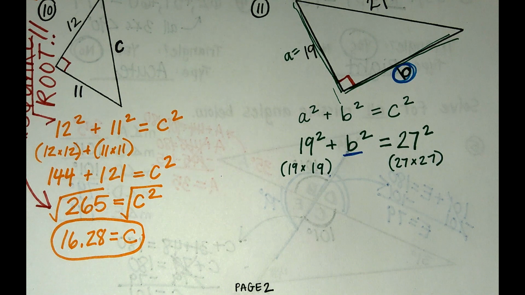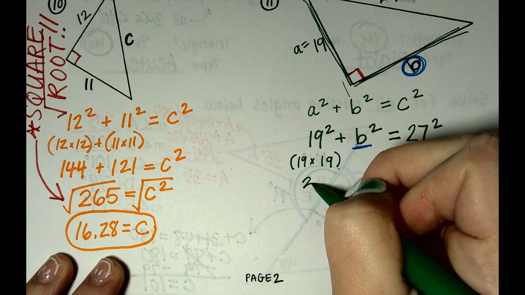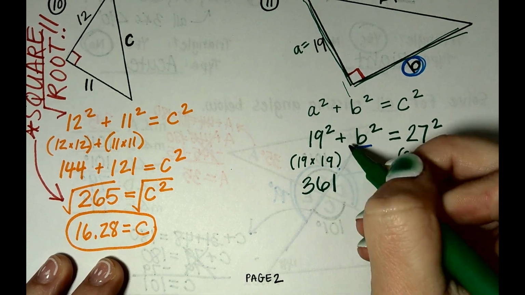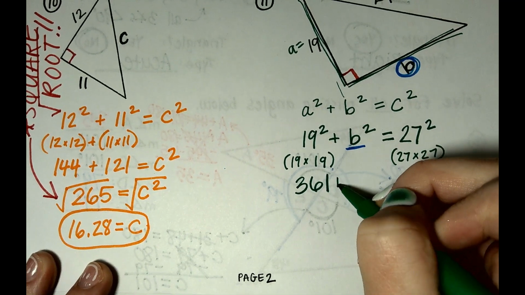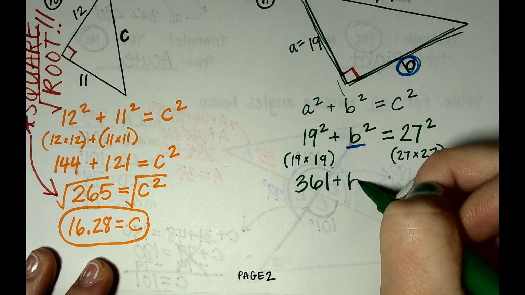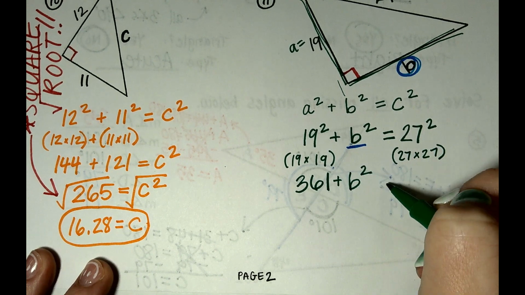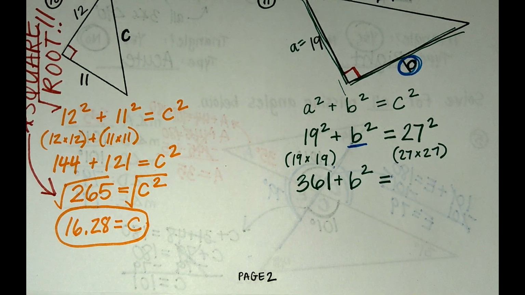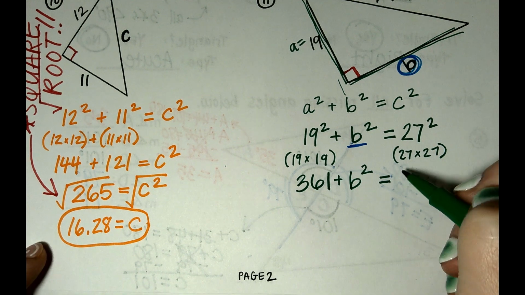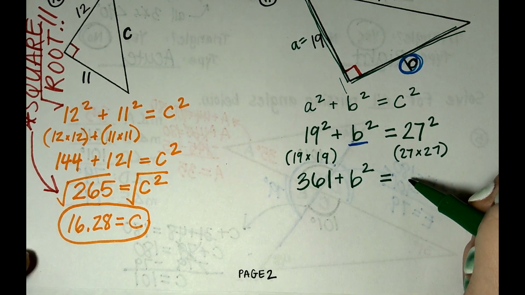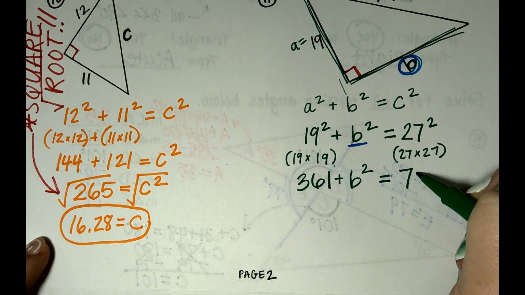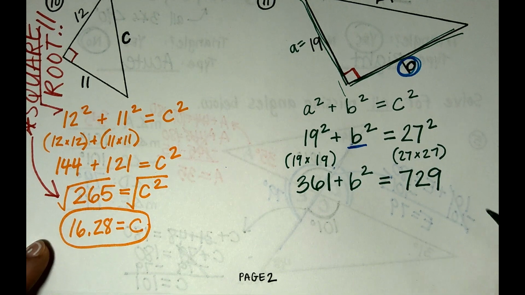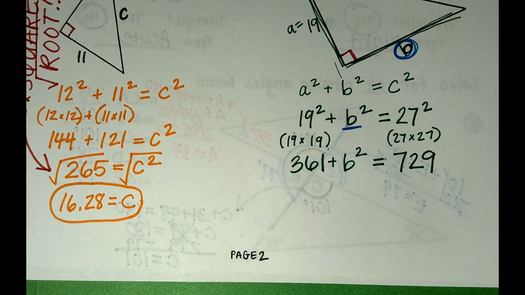Okay, 19 squared. 361 for 19 squared. Plus B squared equals 27 squared. Did I hear 729? Perfect, 729. Okay, so here we are.